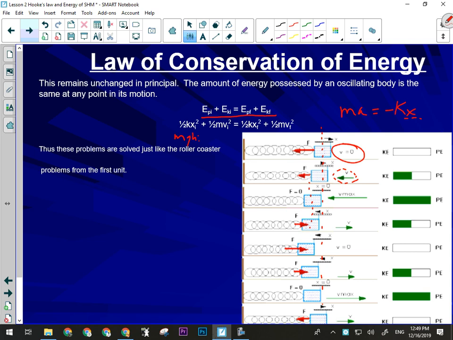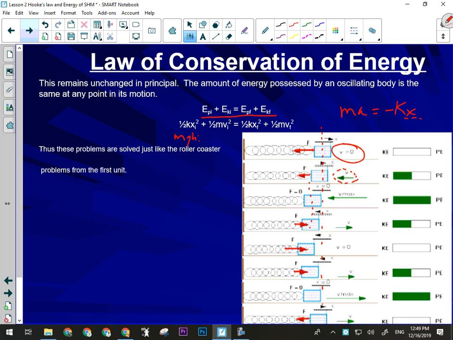So that restoring force is always fluctuating. It's getting bigger and bigger, and then smaller and smaller, bigger and bigger, smaller and smaller. It's just always fluctuating as the object moves through. And as it's doing that, it's constantly converting kinetic energy into potential and vice versa, just like a roller coaster going up and down the hills. The mass on the spring is doing exactly the same thing.